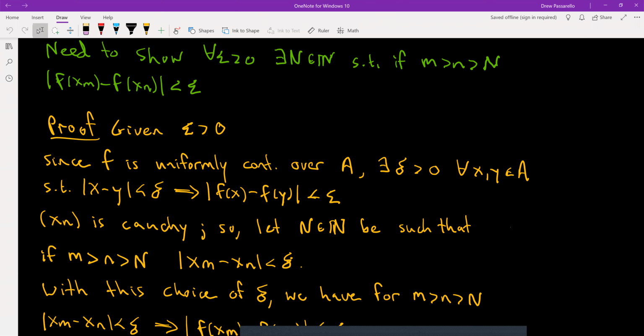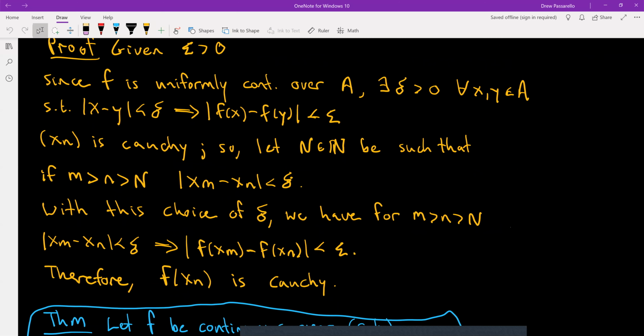So the sequence x_n is Cauchy. So let capital N be such that for all little m bigger than little n, which is bigger than capital N, the absolute value of x_m minus x_n is less than delta. So with this choice of delta, we have for little m bigger than capital N, that the distance of x_m minus x_n is less than delta, which will imply that the distance of f of x_m minus f of x_n is less than epsilon. So therefore, f of x_n is Cauchy.